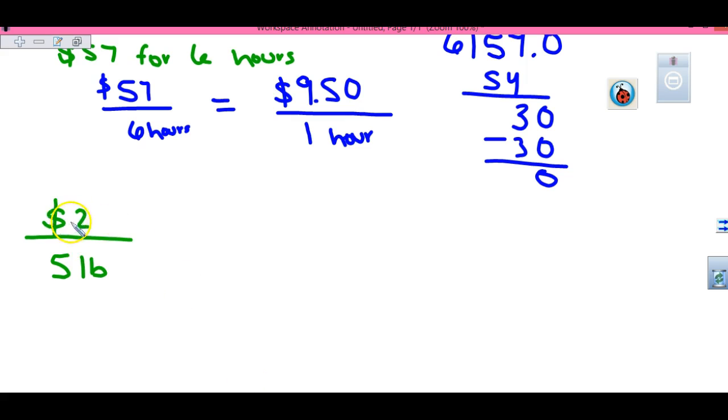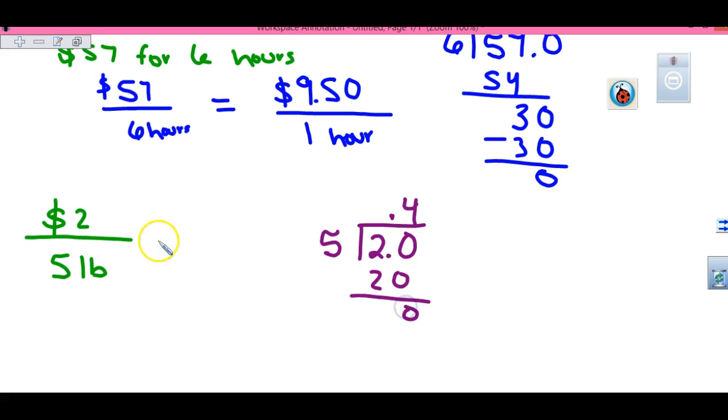We have to find the unit rate of $2 for 5 pounds. That means we have to divide $2 divided by 5. 5 doesn't go into 2, so we put our decimal and our 0. 5 goes into 20 4 times. That means $0.40 for 1 pound.